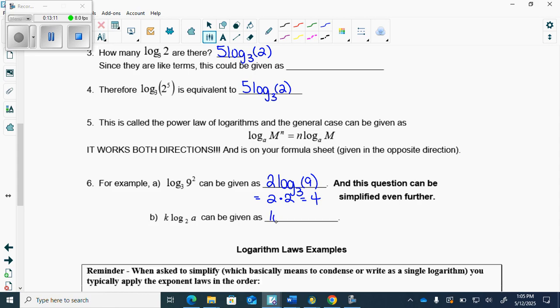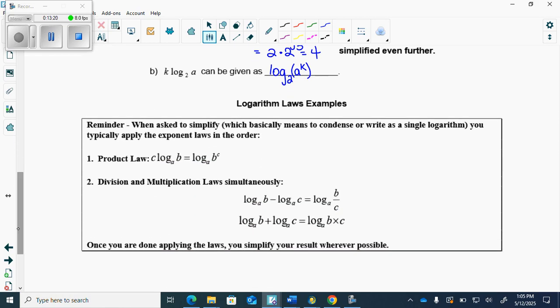Yeah, log base 2 of a to the k. So this just goes over those log laws that we discussed.